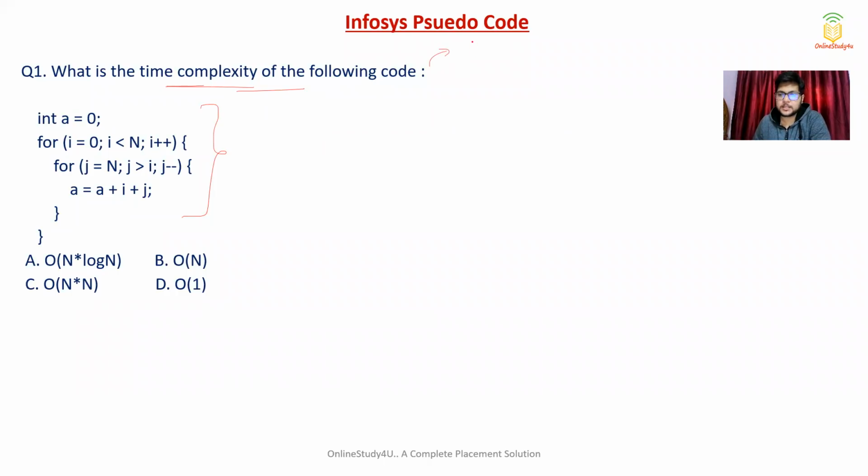In time complexity, we are concerned about the total number of unit operations, and my time complexity is a function of input size. Let's see this question; you will understand both of these things through it. My A is 0. This is counted as 1 unit operation.